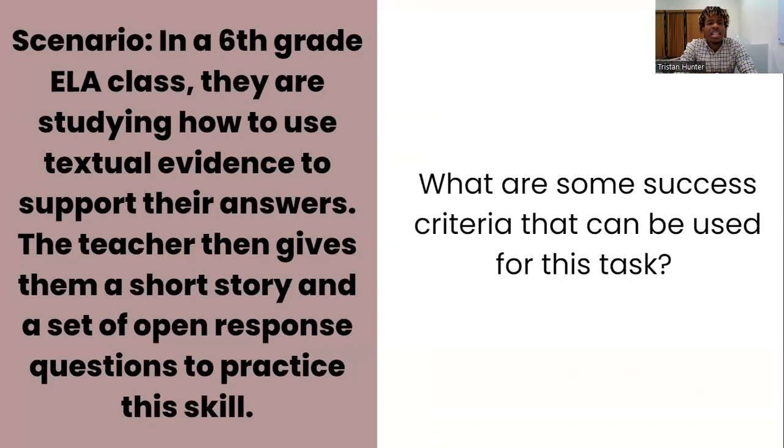So here's the scenario. In a 6th grade ELA class, they're studying how to use textual evidence to support their answers. The teacher then gives them a short story and a set of open response questions to practice this skill. Here's the question I want you all to think about. What are some success criteria that can be used for this task? So I want you to take a second and pause here. Think about what are some actual bullet pointed success criteria or checklist items that you would look for if you were in this class and you were getting ready to grade these short response questions.